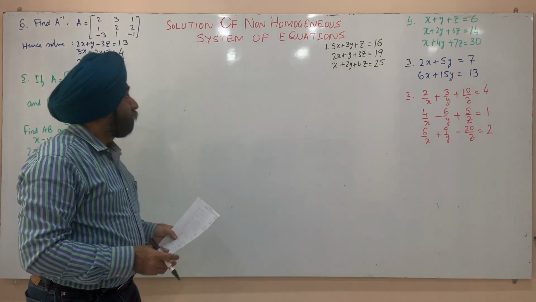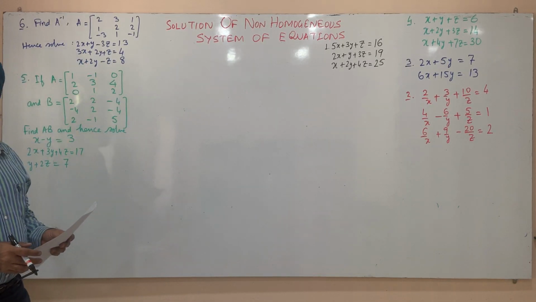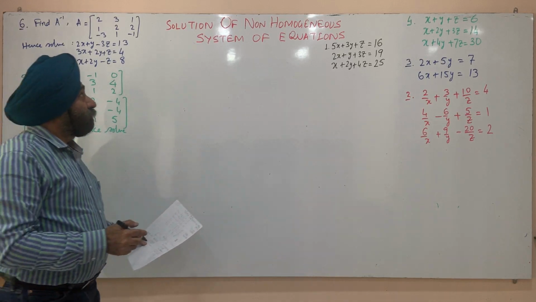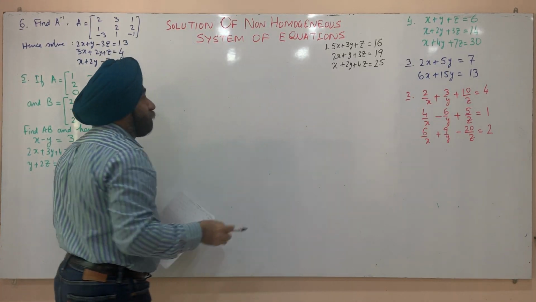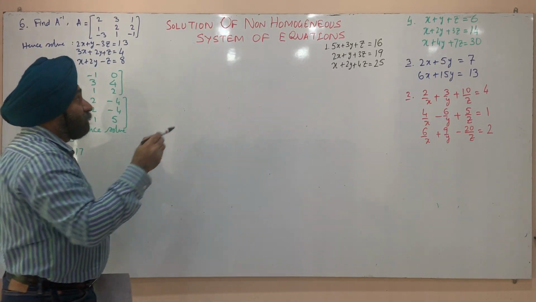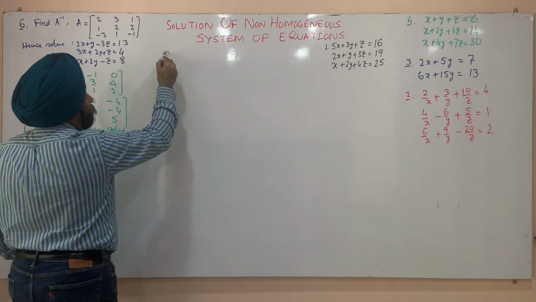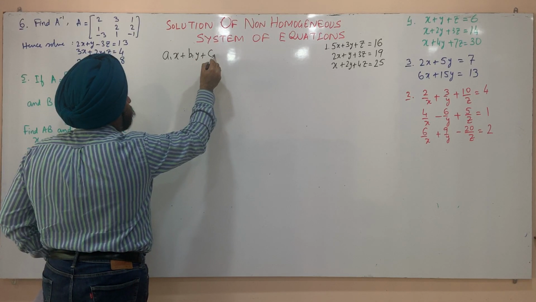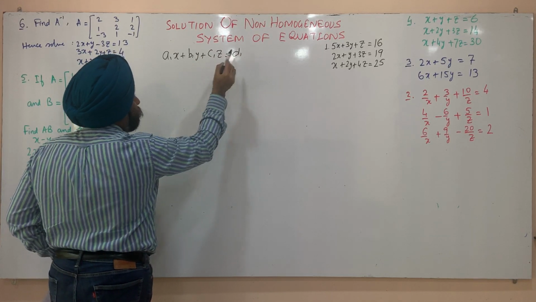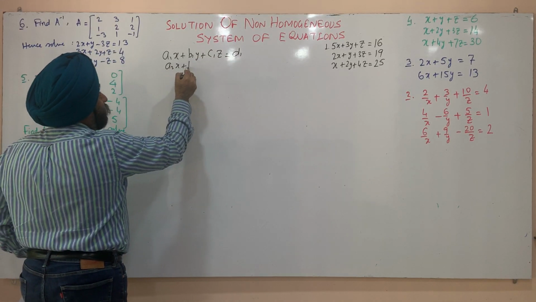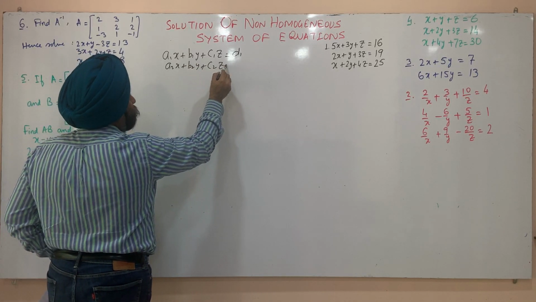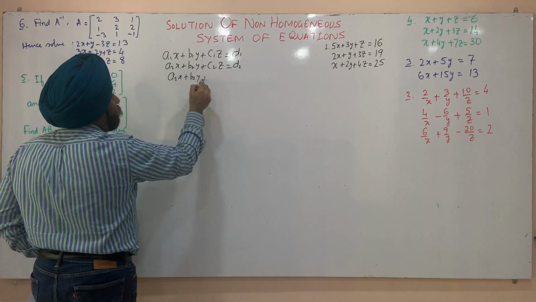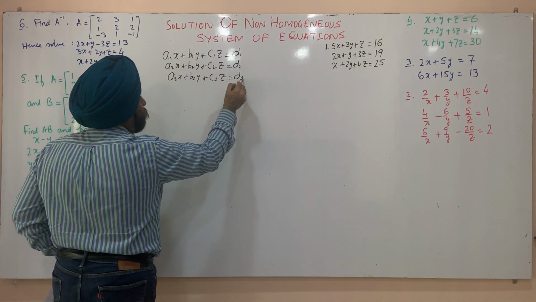Welcome back. We'll discuss application of matrices in solving a non-homogeneous system of equations. Let's say we have a system of equations like this: a1x + b1y + c1z = d1. The second one is equal to d2. This is the third one, equal to d3.